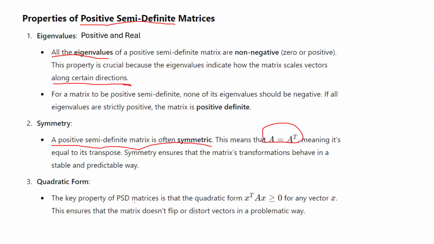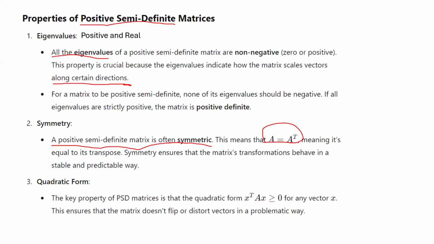Quadratic form. The key property of a positive semi-definite matrix is that the quadratic form X transpose A X is always greater than or equal to 0 for any vector X. This ensures that the matrix does not flip or distort vectors in a problematic way.